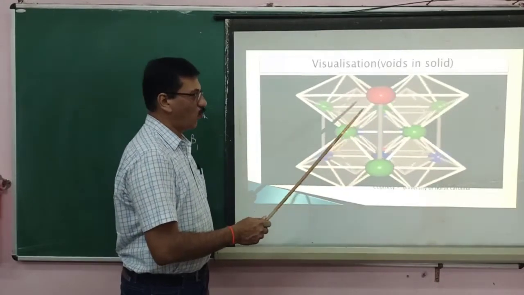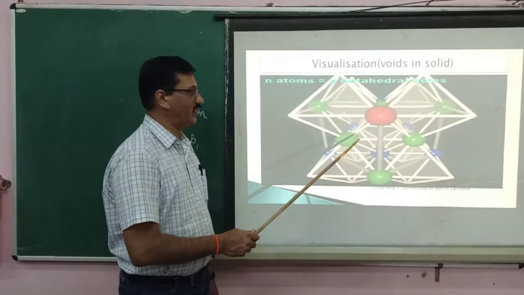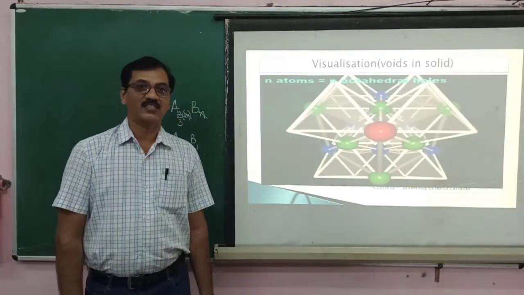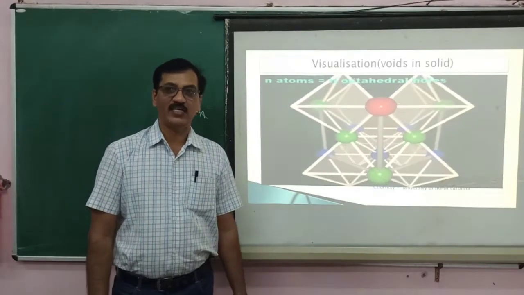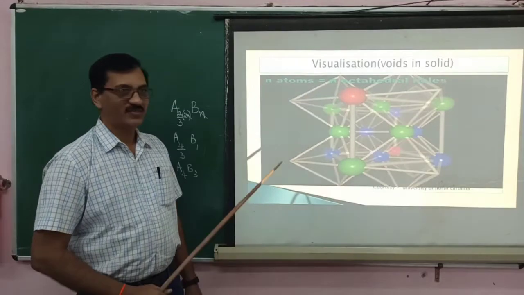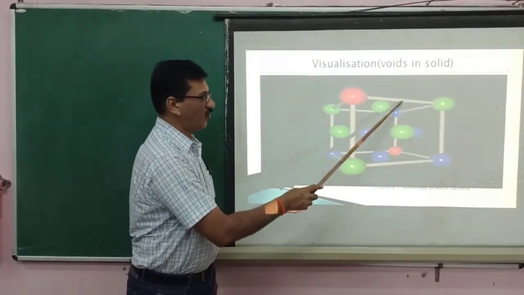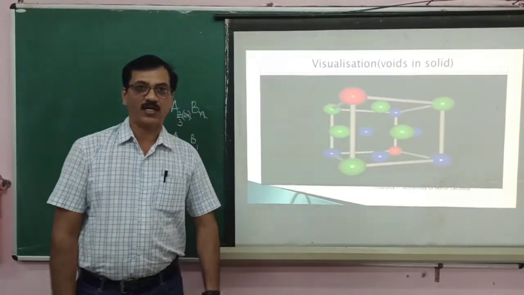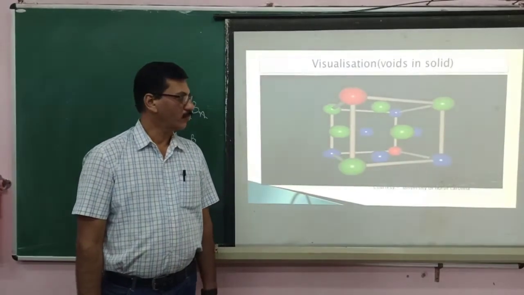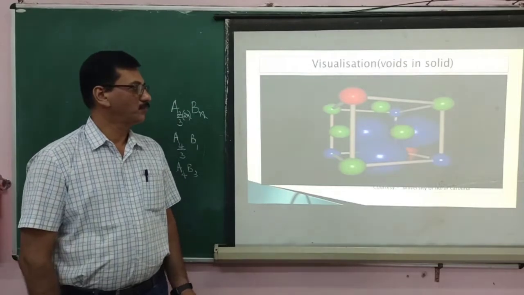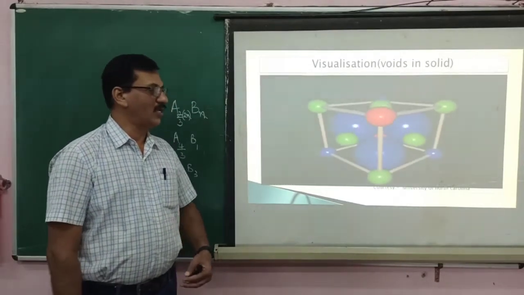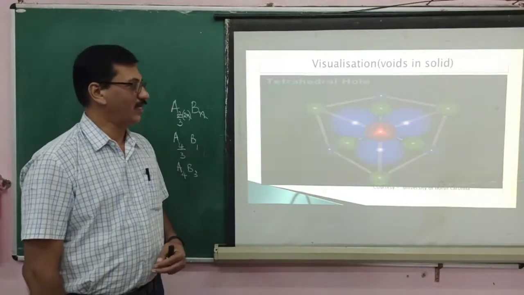One octahedral void will be at the center, and other octahedral voids will be at the centers of the edges. Each center of an edge will be the center of an octahedral void. Now look at the particle arrangement layer by layer.